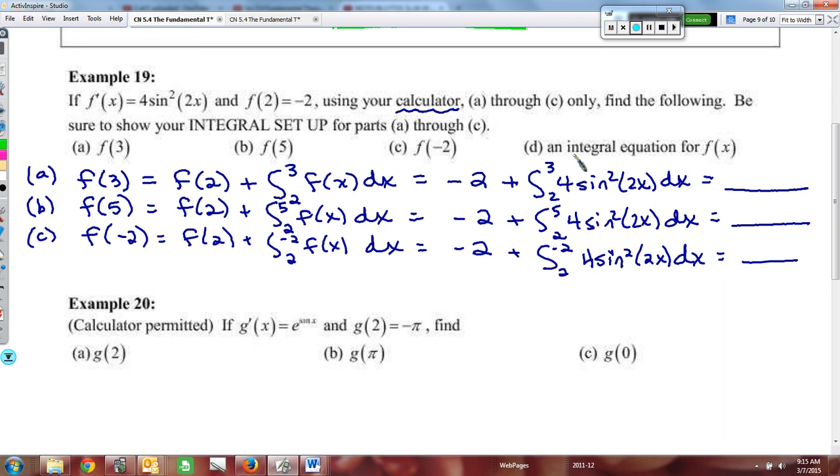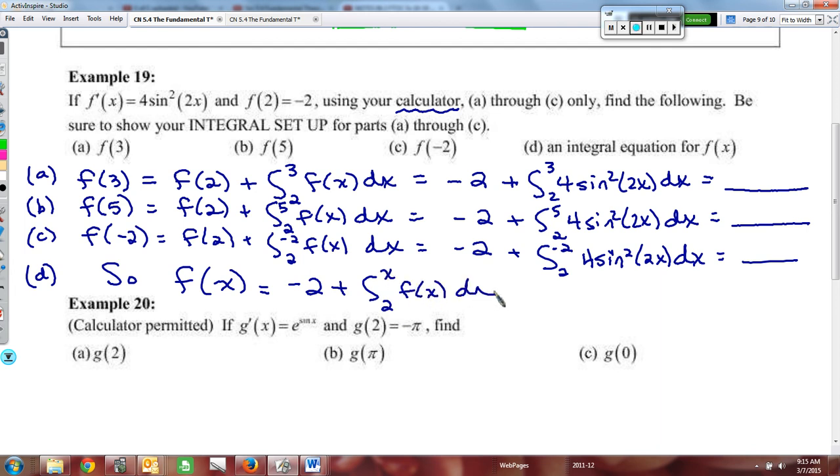And then notice here in part D, it says write an integral equation for f of x. So just keeping that in mind, we know how to find the actual solution by taking our f of 2, which is negative 2, and adding the integral from 2 to x of f of x dx. Notice that we take where we were plus our accumulation function that we defined using the fundamental theorem of calculus in this section. That is the key idea of how you're going to find a specific antiderivative using your accumulation function and where you were.